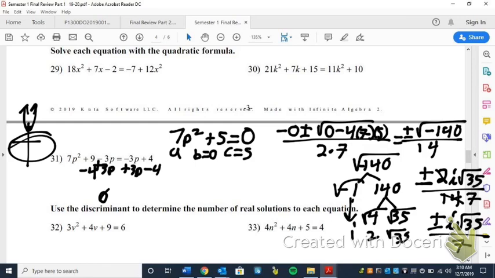Again, the i should really look like this. Plus or minus i radical 35 over 7, like that. Okay, so that's your actual right answer right there.